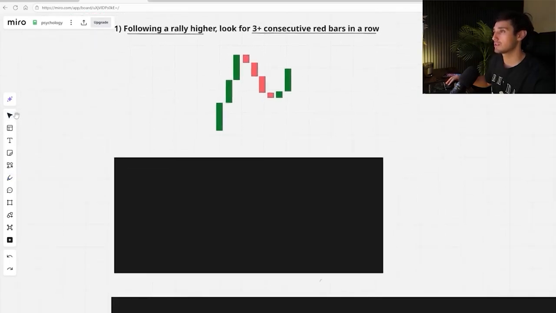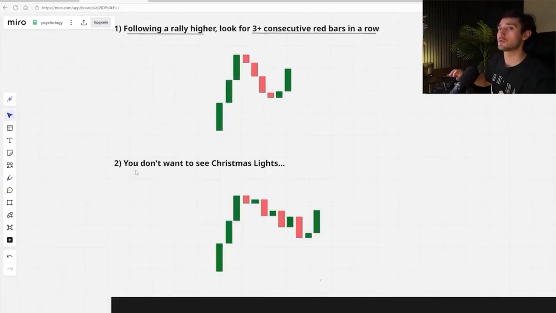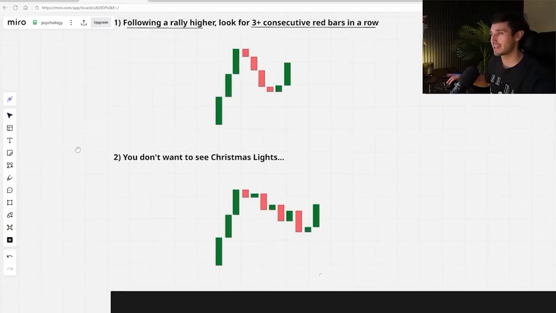Why is that important? It's important because you don't want to see Christmas lights. What are Christmas lights? Red, green, red, green, red, green, red, green, and then you move up.